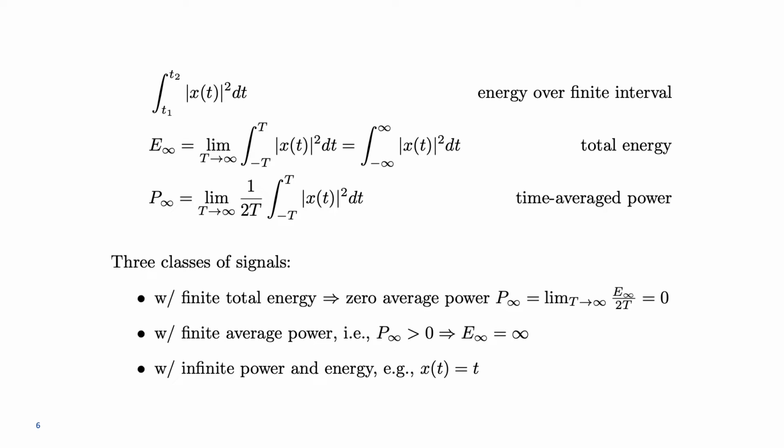We have signals with finite average power. In this case, it's the opposite. If you have a finite average power, P larger than zero, then as a result, your total energy is going to be infinite. And then there are actually signals with infinite power and infinite energy. For example, take the signal x of t equal t. This signal has infinite power and also infinite energy if you just apply the definitions above.